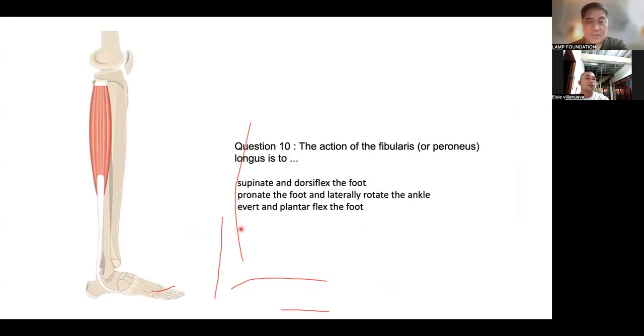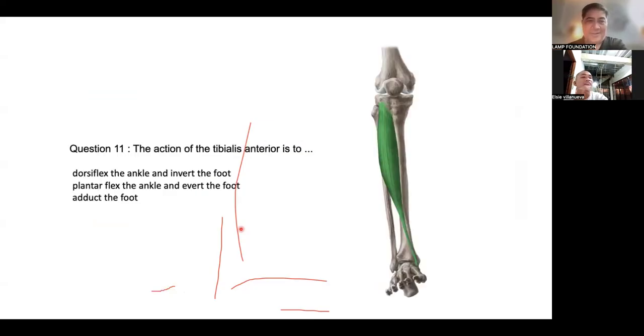Action of the fibularis or peroneus longus. So another name for fibularis longus is peroneus longus. It is to invert and plantar flex the foot. Gusto niyo ba yung ganyan sa practicum? We will demonstrate the action, identify the muscle. Do you find it exciting? Pwede, okay. That's the only way to learn.